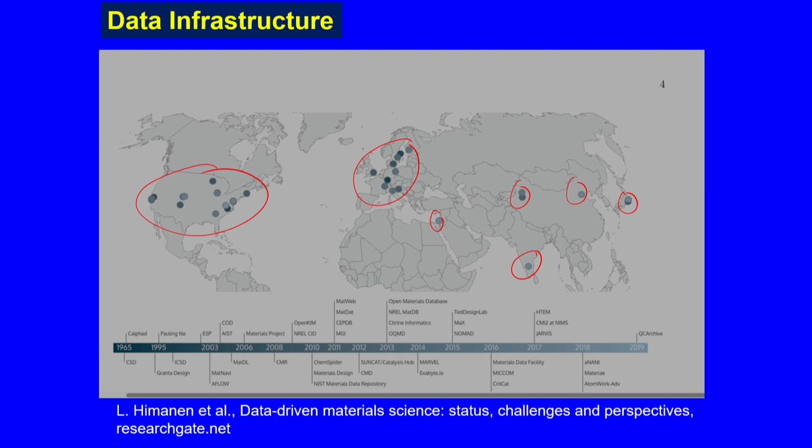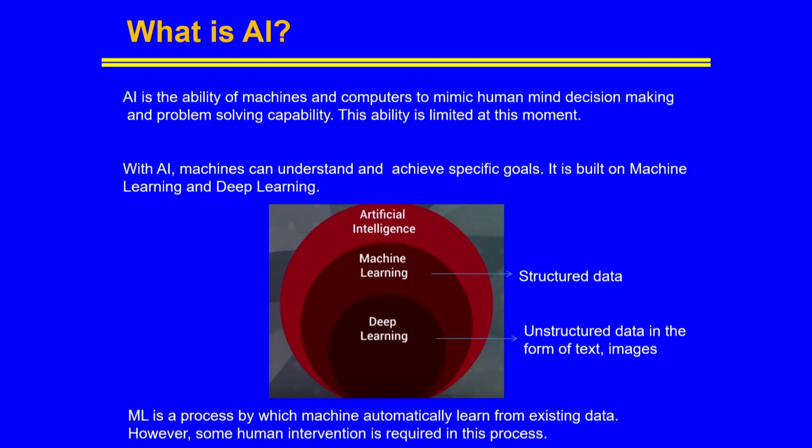This has to change, otherwise data will not be accessible to everybody. Once you have data, you have to process data, that is what you need the models for. And as you know, AI has come because of data actually. AI is the ability of machines or computers to mimic the human decision making process or problem solving capabilities. Right now this is limited, but we want to make it as much as possible.